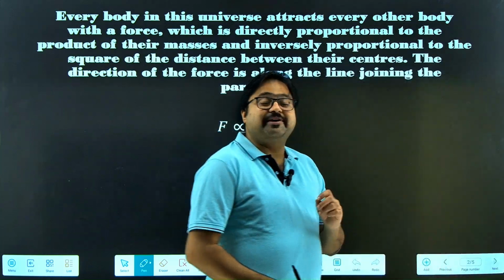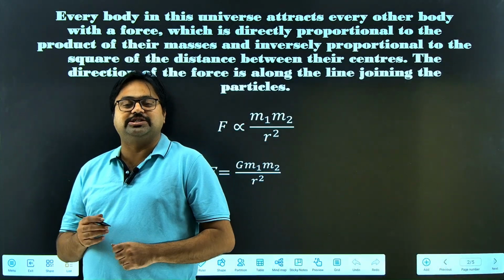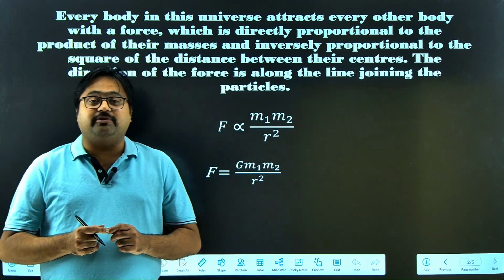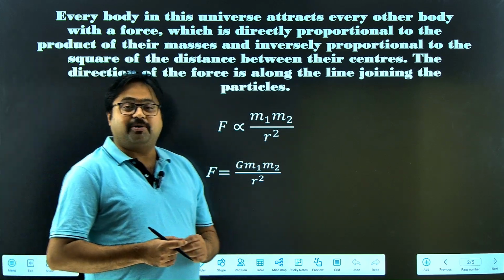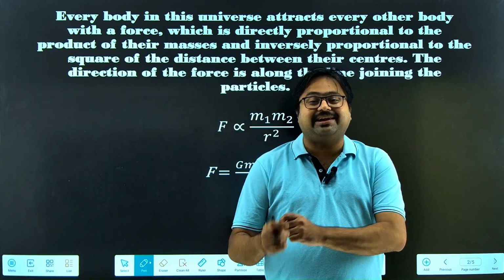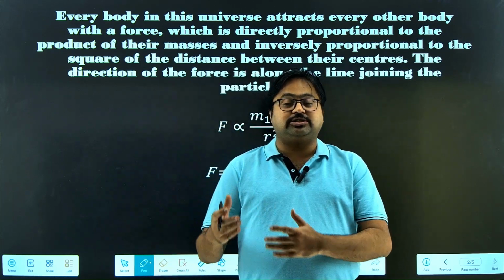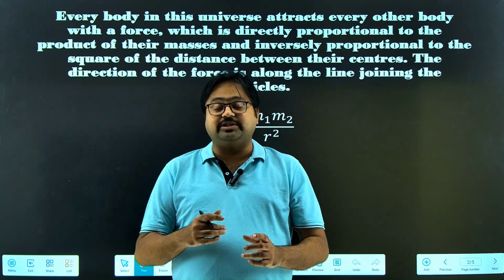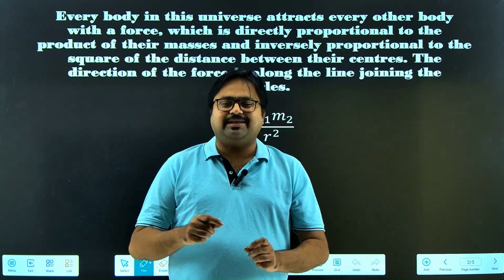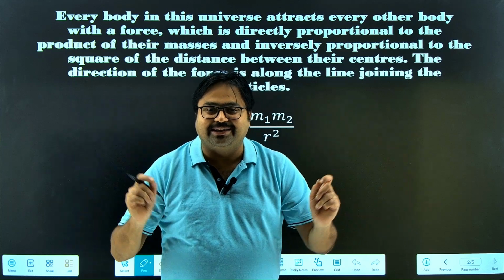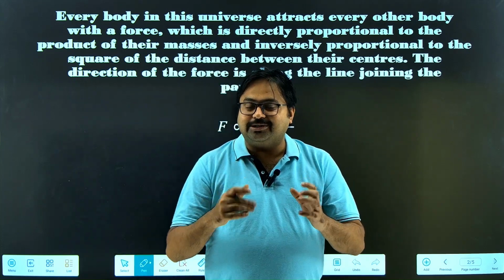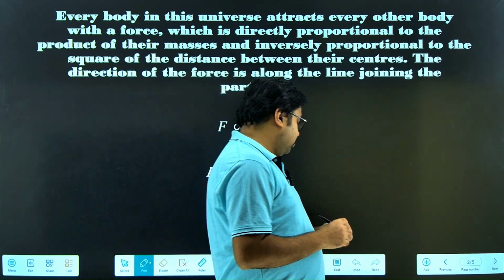Newton's law makes a very strong statement, and the statement goes this way: every body in the universe attracts every other body with a force that is directly proportional to the product of the magnitude of the two masses and is inversely proportional to the square of the distance between their centers. And the force acts along the line joining the two centers. Now, how to understand this statement is what we are going to work on.